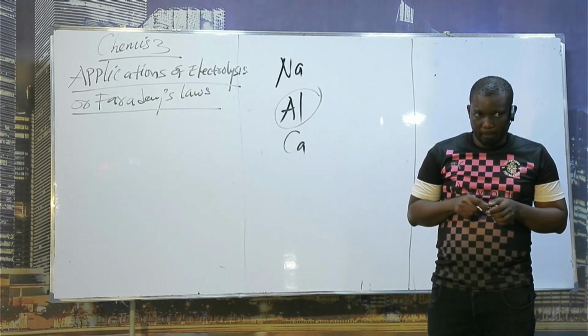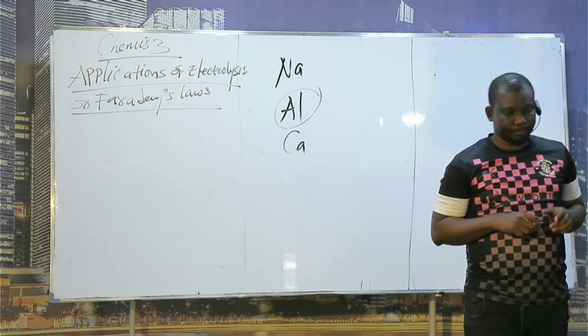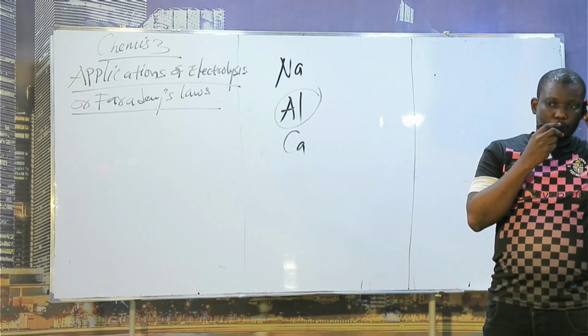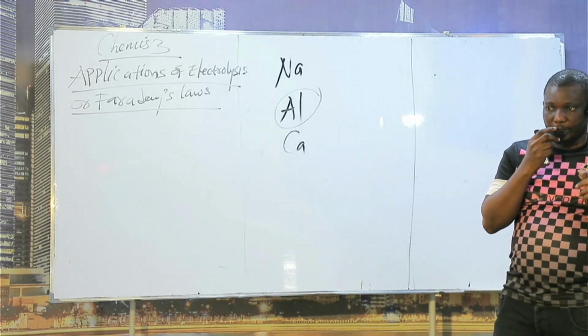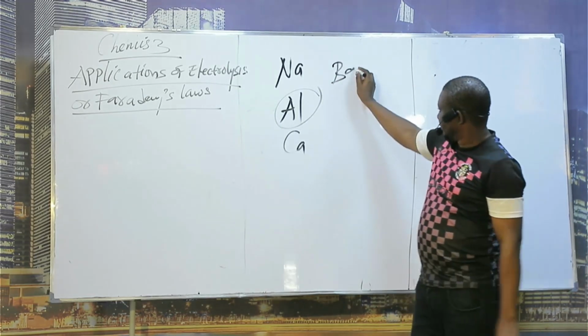What is the primary ore of aluminium? It is bauxite. I think the spelling is correct.